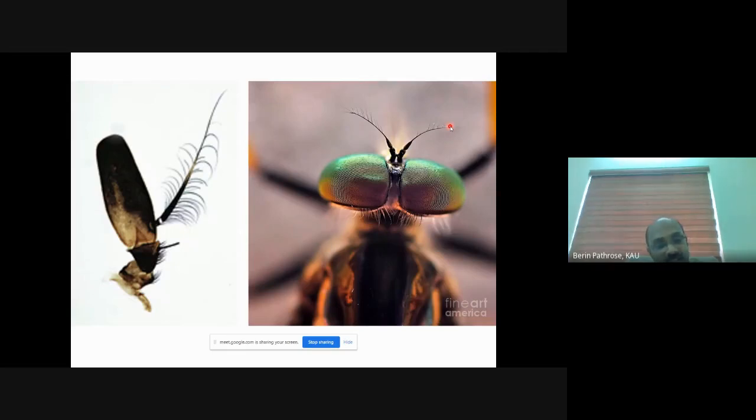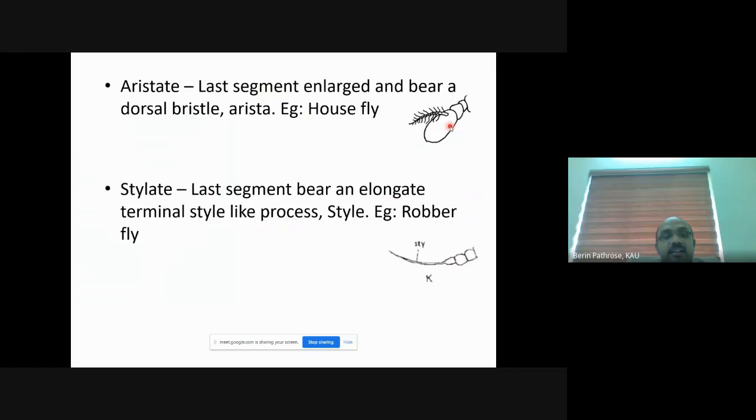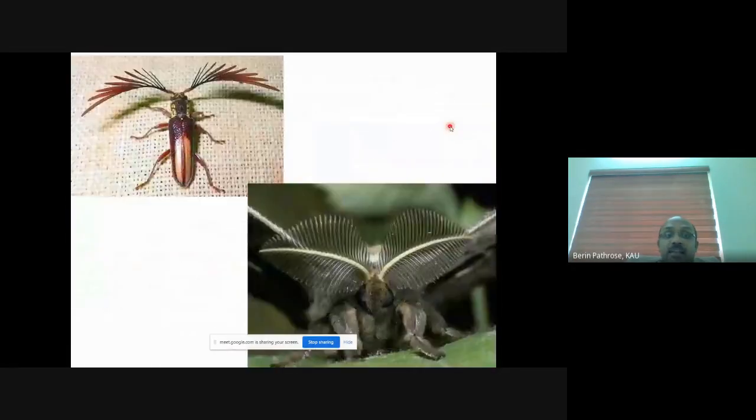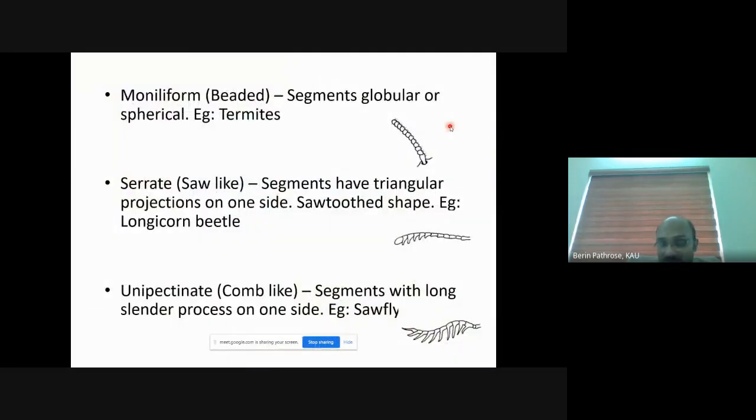We have seen setaceous, we have seen filiform, we have seen clubbed antenna. In clubbed antenna we have seen capitate and clavate. Then we have seen serrate antenna. We have seen pectinate, unipectinate and bipectinate antenna. Then we have seen geniculate antenna, then stylate antenna, aristate antenna, then plumose and pilose antenna, lamellate antenna, and moniliform antenna.